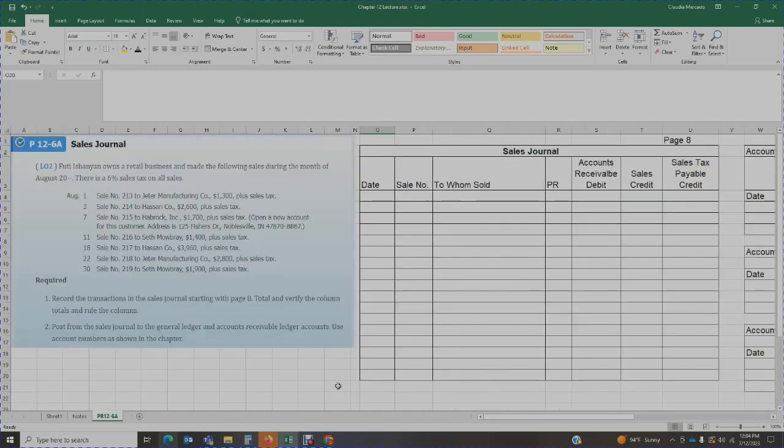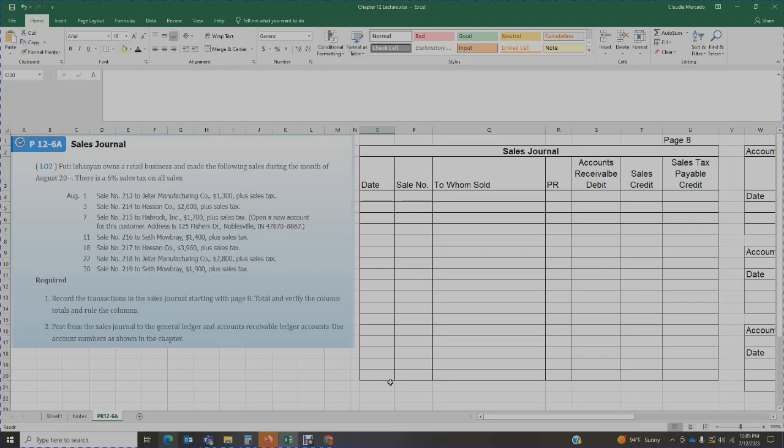So let's get started. The problem that I've decided to share with you and go over with you in detail is problem 12-6A. Here we're illustrating how to complete a sales journal. Futi Ishanyan owns a retail business and made the following sales during the month of August. They're letting us know that there is a 6% sales tax on all sales. So these are all of the sales that were done by Futi during the month.